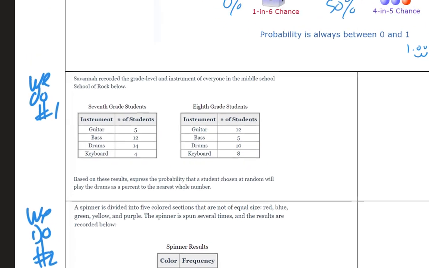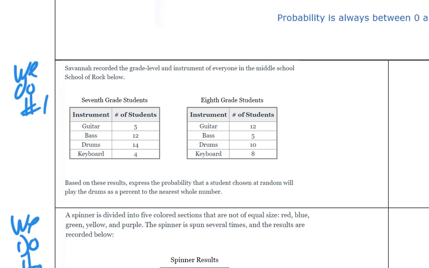All right, so the first one says Savannah recorded the grade level and instrument of everyone in middle school of Rock Below. So these are the 7th grade students. These are what they played. These are 8th grade students. Based on these results, express the possibility that a student chosen at random will play the drums as a percentage to the nearest whole number. So that's what they want the answer as, a percentage to the nearest whole number.